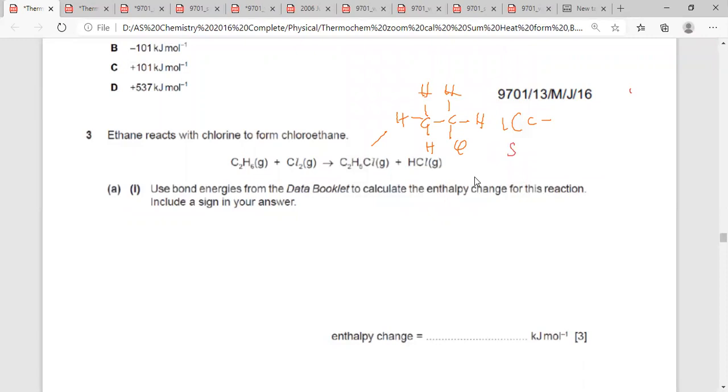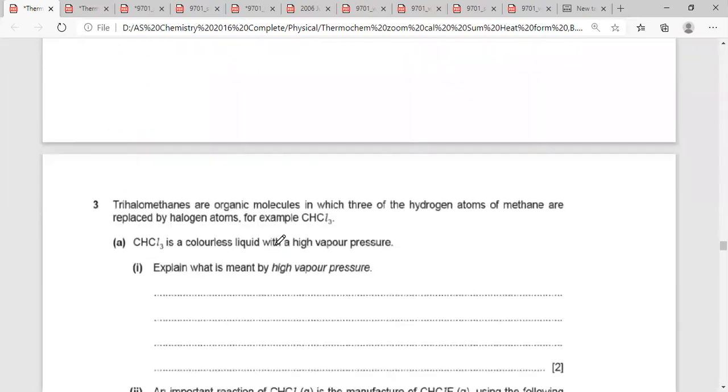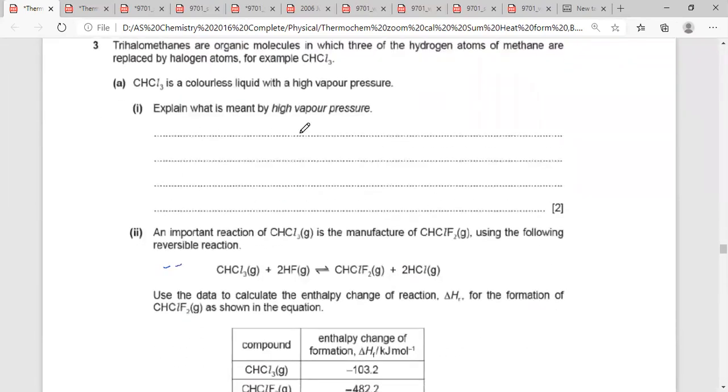So 5 of your C is CC bond, 5 of the CH bond, and 1 of your CCl bond. So this is the bonds formed. Here, of course, this is 6 CH bonds. So you need to do all these things to get your answer. Very simple. This is vapor pressure, you can look it up, your answer yourself.